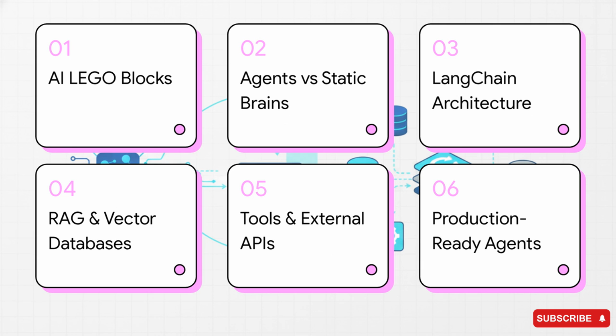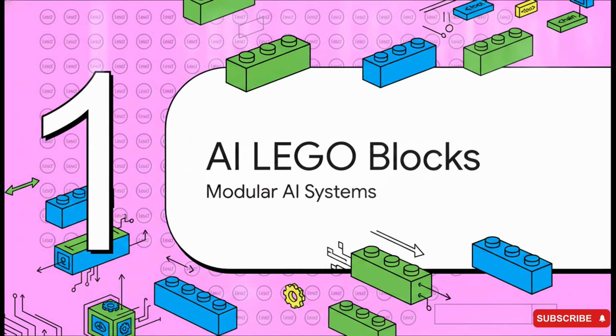Here's our blueprint for today's explainer. We're covering 1. Meet the AI Lego blocks. 2. Agents versus static brains. 3. The LangChain architecture. 4. RAG and vector databases. 5. Tools and external APIs. And finally, 6. Building production-ready agents. We've got a lot of fascinating ground to cover, so let's set a fast pace and jump right in.